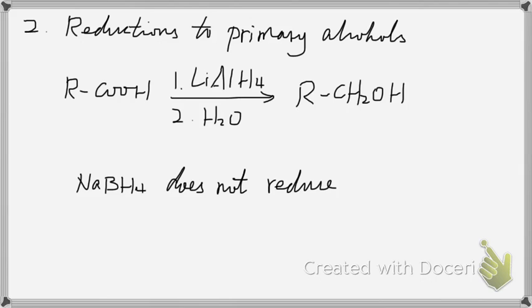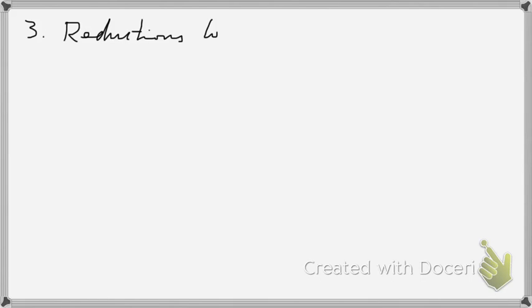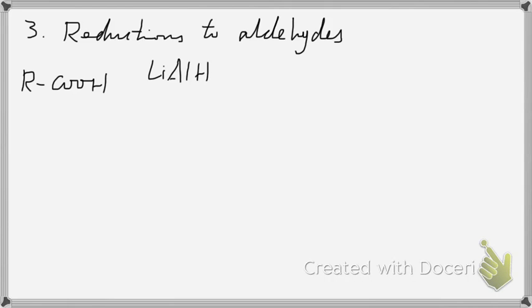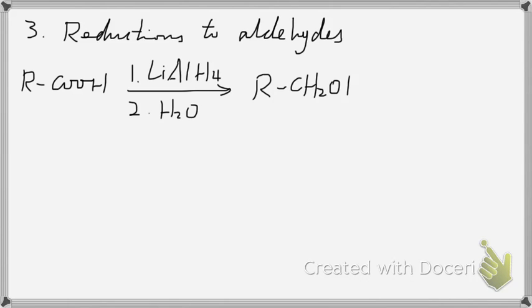Sodium borohydride does not reduce carboxylic acid because sodium borohydride is a relatively weak reducing agent. Okay, the next reduction reaction is the reduction of carboxylic acids to aldehydes. Okay, we have two ways to convert carboxylic acid to aldehyde. First, we can reduce the acid with lithium aluminum hydride to primary alcohols, then oxidize primary alcohols to aldehyde with PCC.